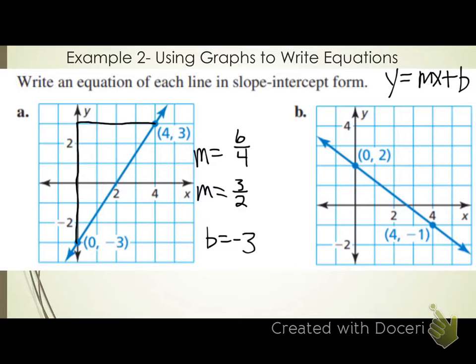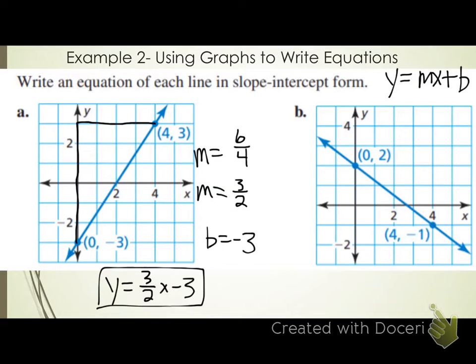What two things do I need in order to write an equation in slope-intercept form? Y-intercept and slope. Do I have a slope? Do I have a y-intercept? Yeah, now I can build my equation. Someone raise your hand and read off the equation to me. Y equals 3/2 x plus or minus 3. Very good. Y equals 3/2 x minus 3. There it is. Questions on example 2a?